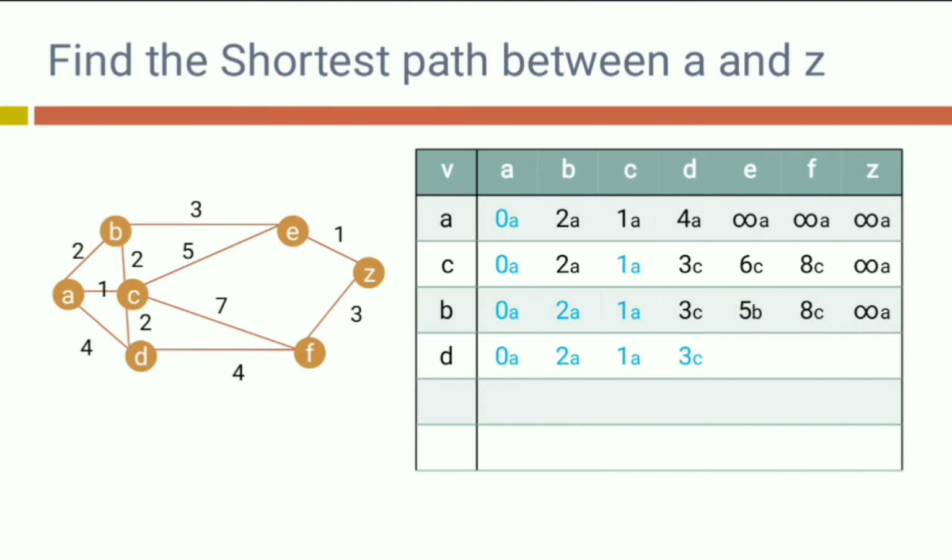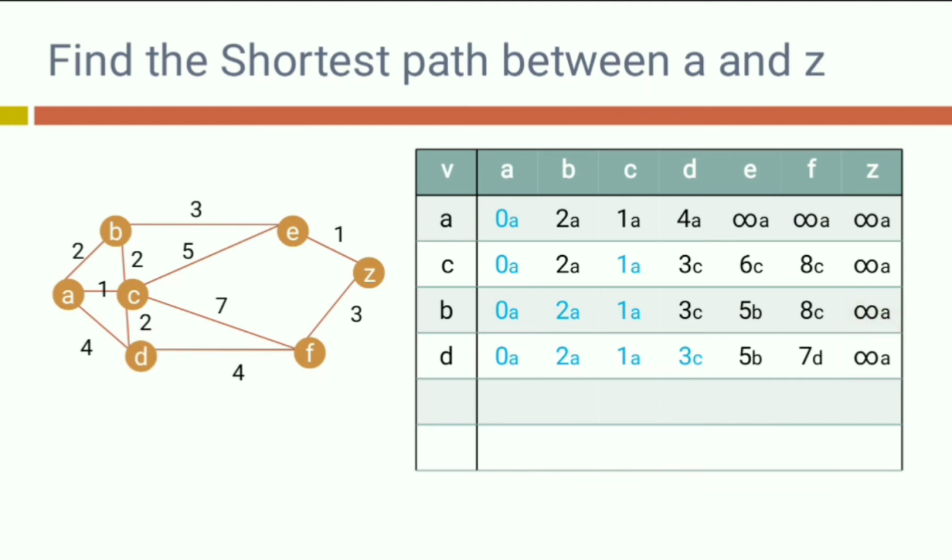Now see the distance of vertex E from D. E is not directly reachable from D, so 5B remains as it is. Now what about F? Distance of F from D is 4. 4 plus 3 is 7. So there is improvement. 7 is less than 8. So we'll write 7D here. And what about Z? Z is not directly reachable from D. So infinity A will remain as it is.